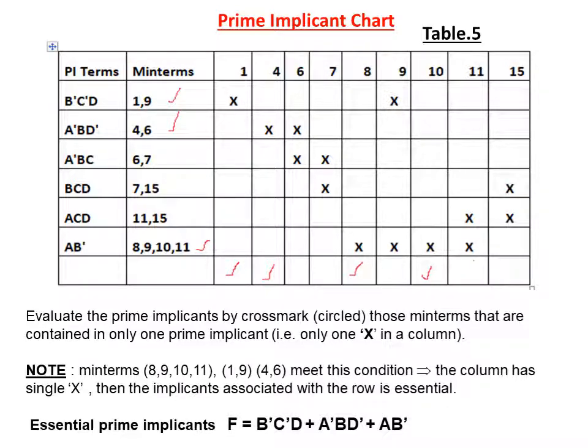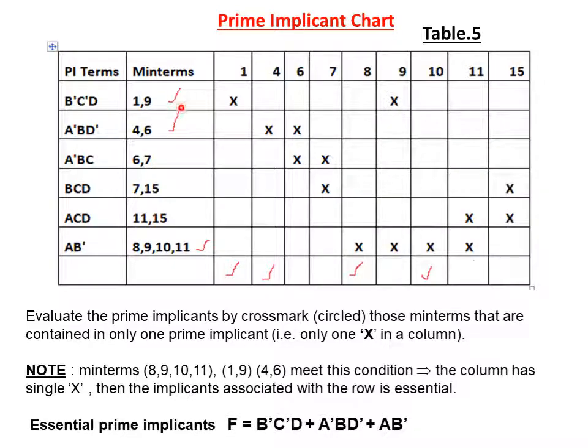Now these tick marks in the minterms are considered essential prime implicants. That means there is only one possibility to group these minterms. So these 3 combinations come under the essential prime implicants. Now the remaining terms 6, 7, 7, 15, 11, 15 are there. From these 3 combinations, we need to take which one is coming for the final combination.